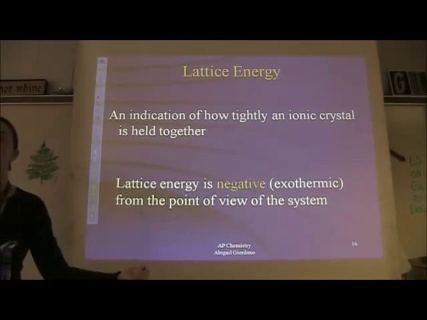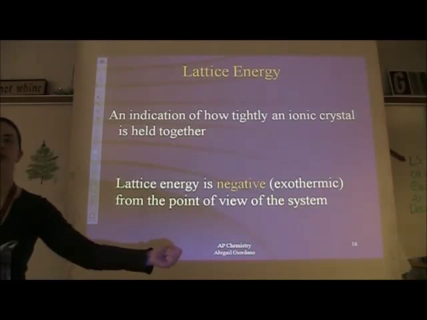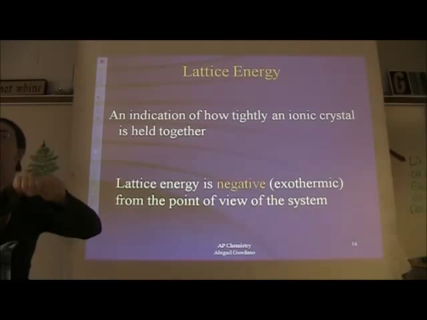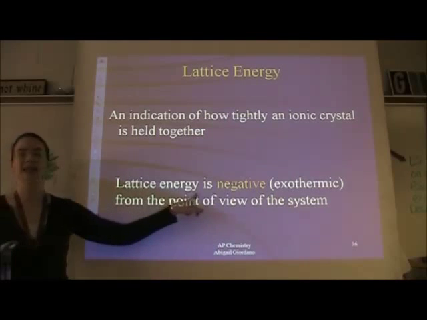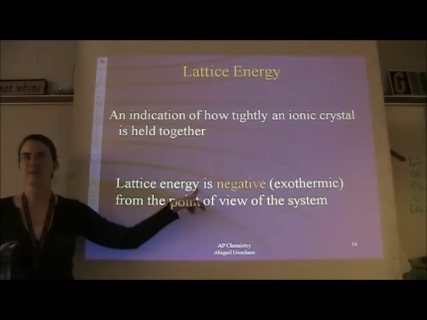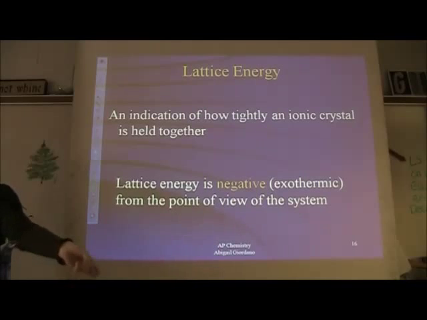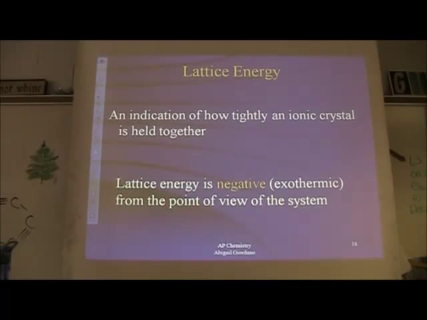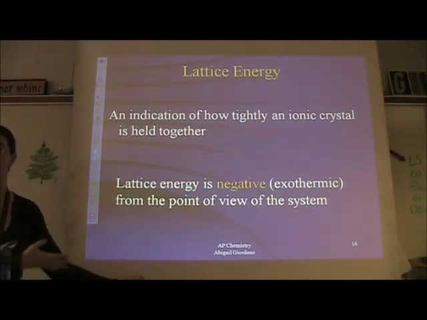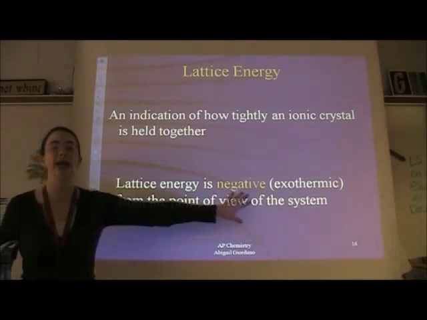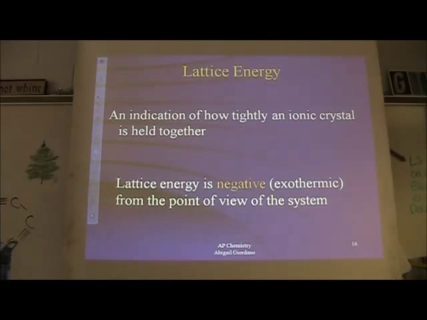So if breaking a bond is an endothermic process, what do you think forming a bond is? Exo. That's what lattice energy is: energy released when a bond forms. Bond energies are positive, endo. Lattice energies are negative, they're exo. And depending on how negative it is tells us how strong this ionic bond is.